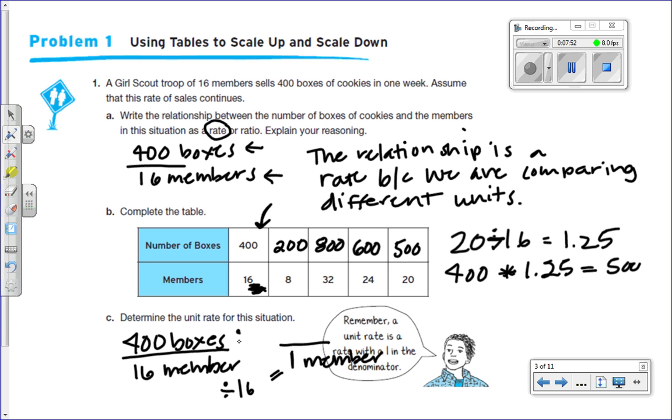Well, what we do to our denominator, we must do to our numerator. So in order to get this, we're going to say 400 divided by 16. That's going to give us 25. So the unit rate in this situation would be 25 boxes per member.